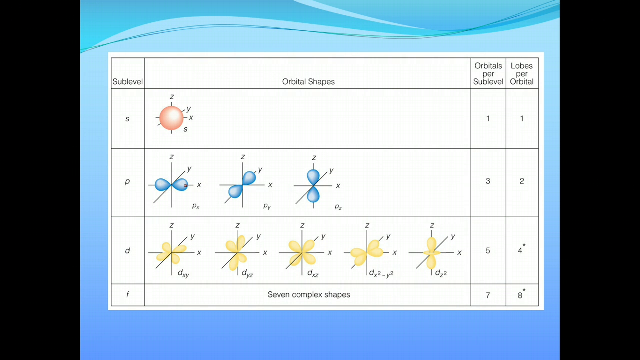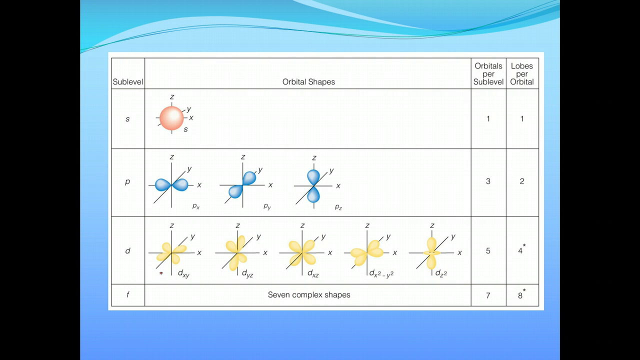So notice here's those p orbitals. There's 1, 2, 3 of these dumbbell shapes that make up one whole p sublevel. But again, each orbital holds 2 electrons apiece, and the 3 of them together make that max capacity of 6 electrons that we talked about.